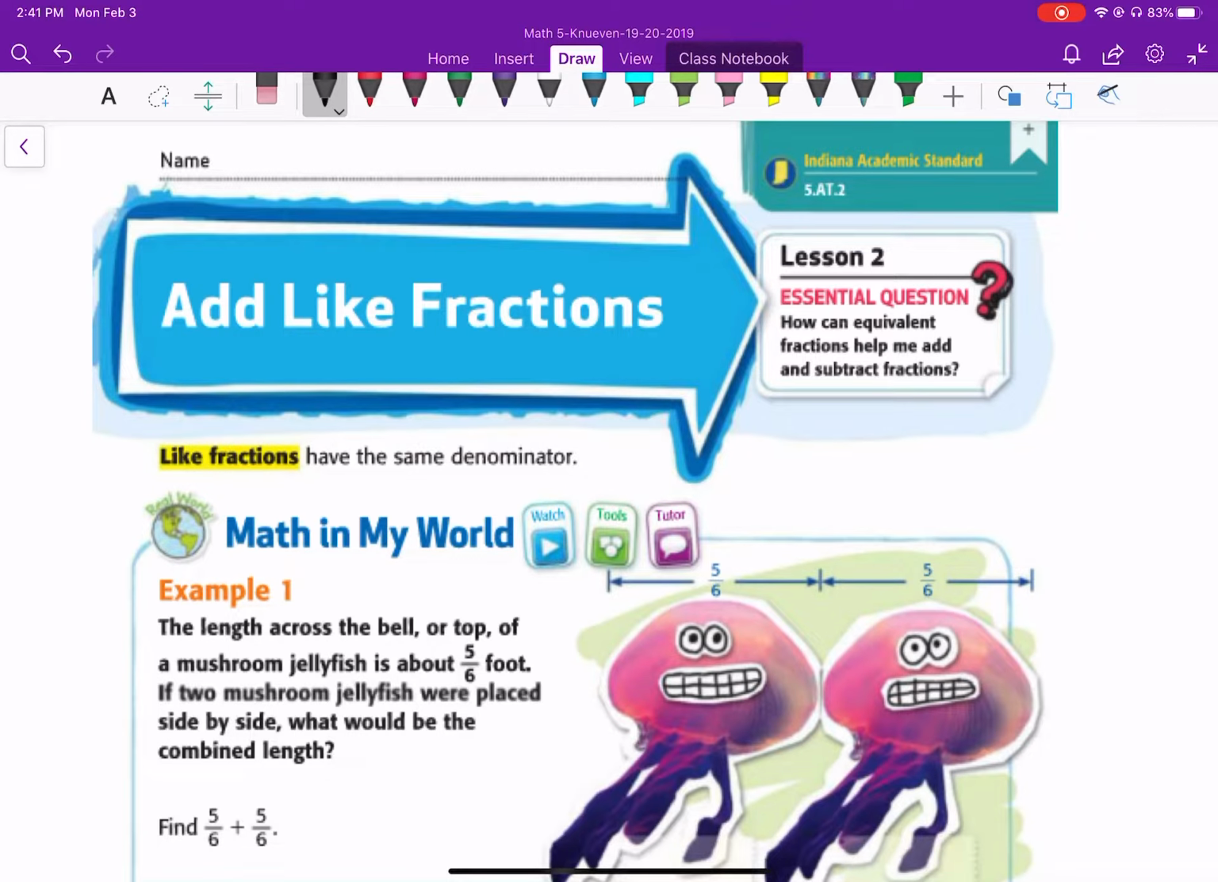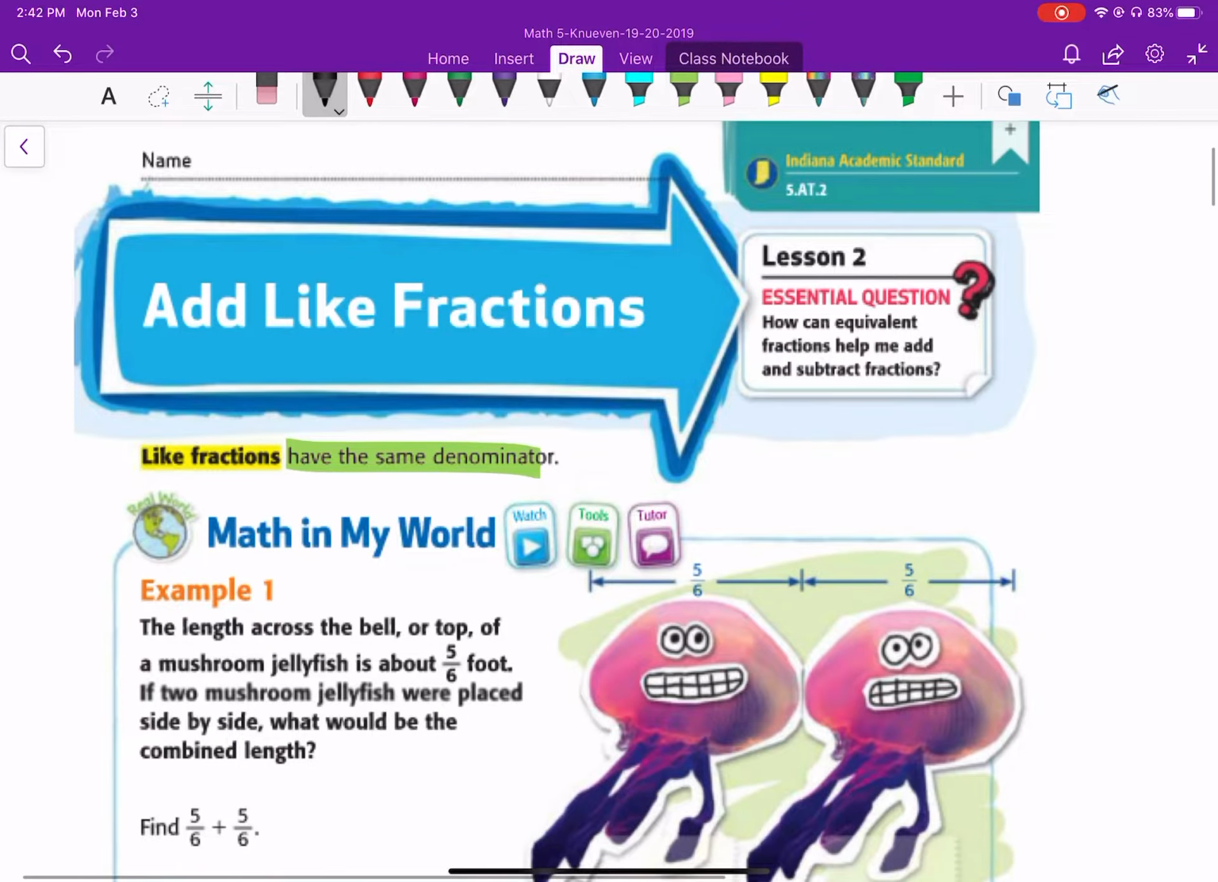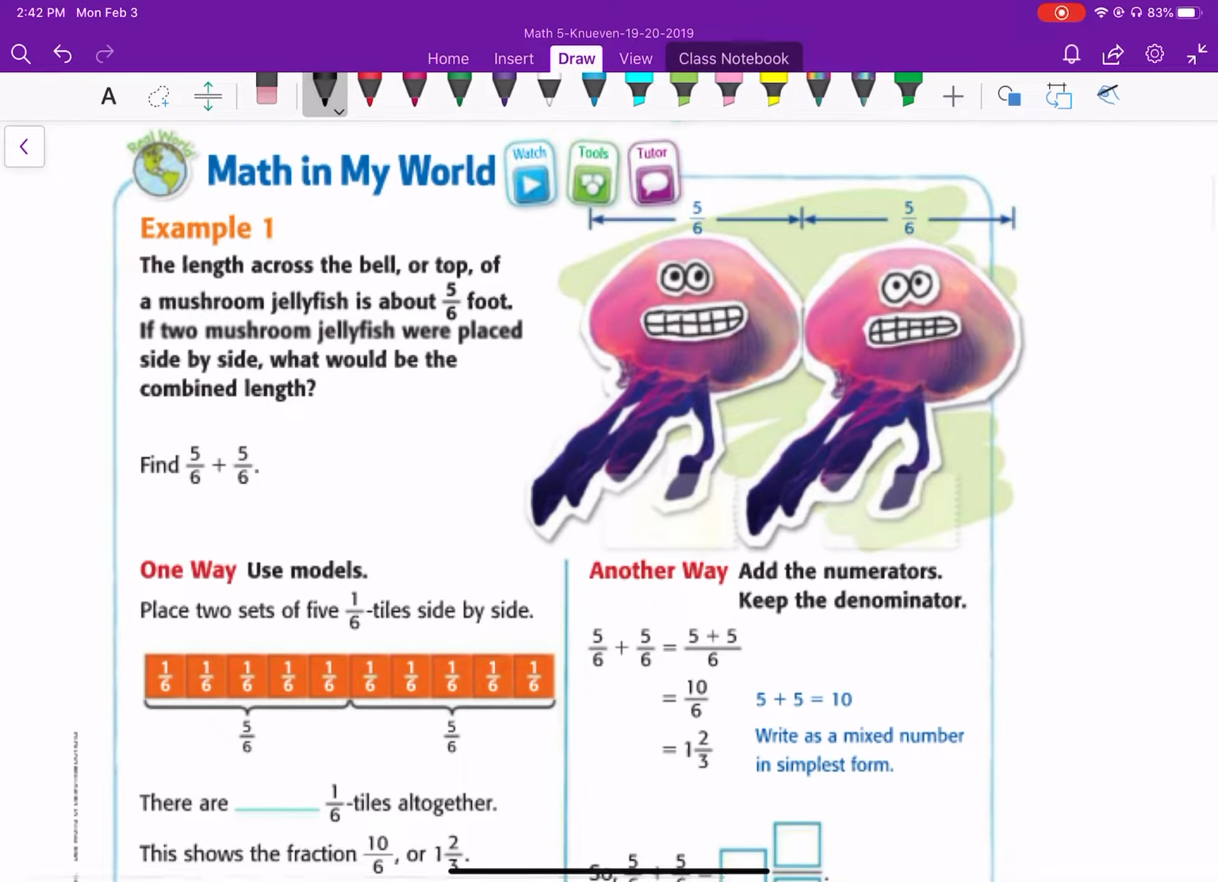All right, in this lesson, we're going to be looking at lesson 9.2, adding like fractions. Now, like fractions means that they have the same denominator. And it's something that I know you guys have been doing since fourth grade. However, we are going to add one extra step to it, and our numerator is going to be greater than our denominator, causing us to have an improper fraction, which then we need to write as a mixed number.